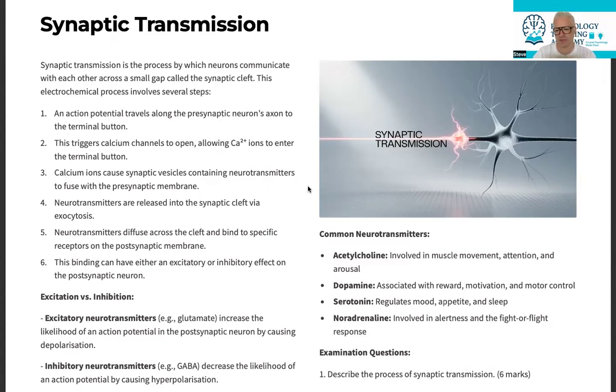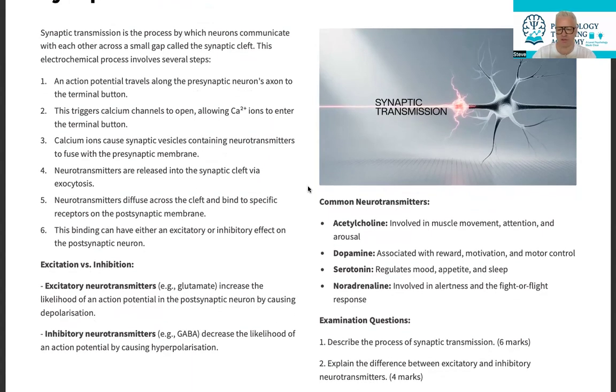Now, synaptic transmission can only go one way because there's no receptor sites on the presynaptic neuron. So once the neurotransmitters, which are the chemical messengers, are released across the synaptic gap or cleft, they will then bind to the postsynaptic neuron, the receptor sites. Now, what they are determines whether the neuron will fire or not. So you can get what's called excitatory postsynaptic potentials or inhibitory postsynaptic potentials.